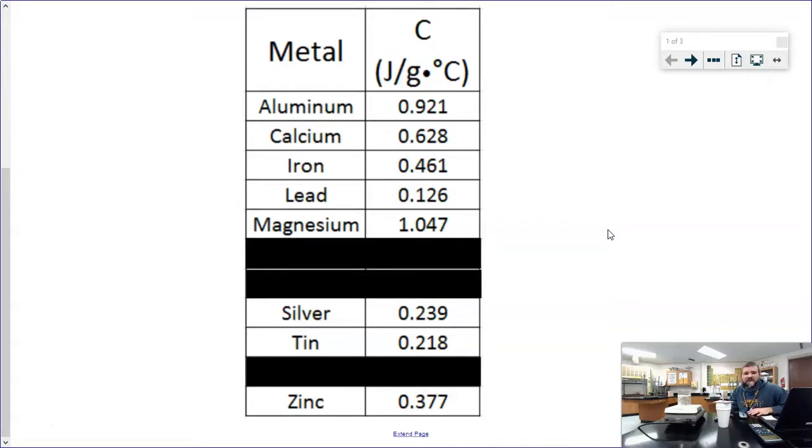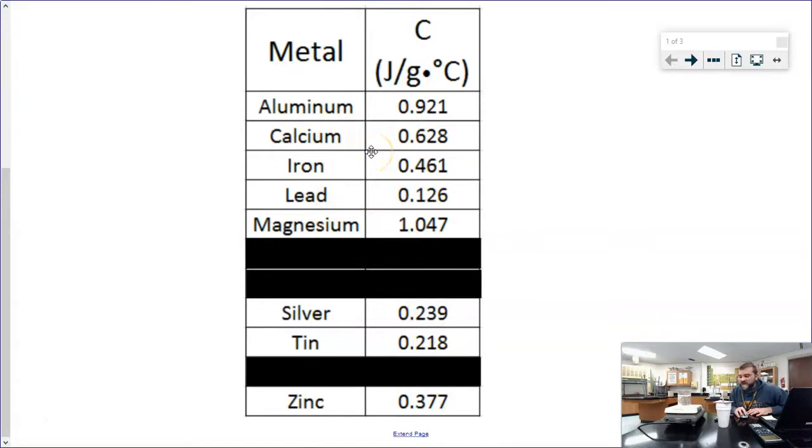I'm going to need to see the calculations for A, B, C, and D, and then I'm going to need to see the specific heat capacity for those 4, right? That's the end goal of those calculations. It's the specific heat capacity of the metal. And then last but not least, I want to see your guesses for what they are. Based on the specific heat capacity we calculate, what is that metal?